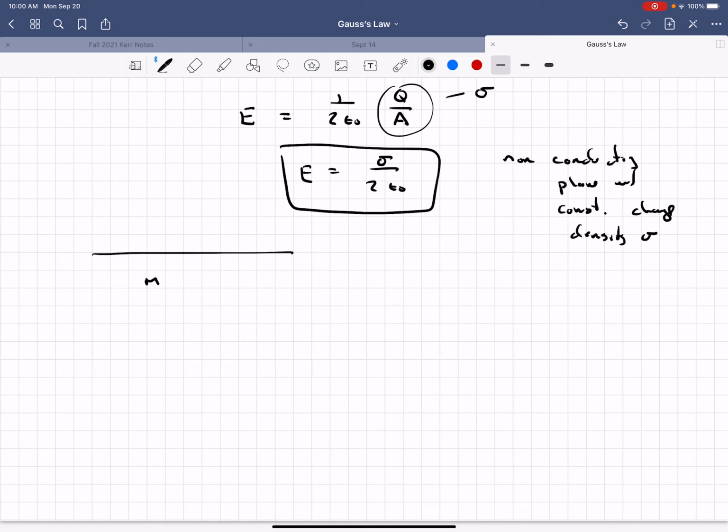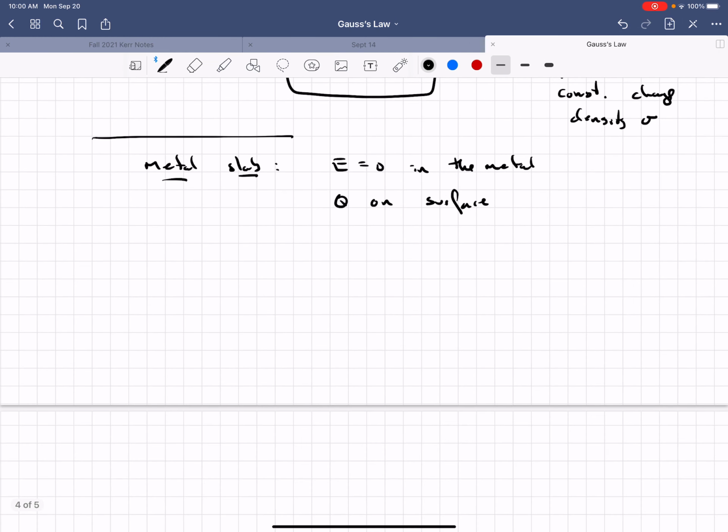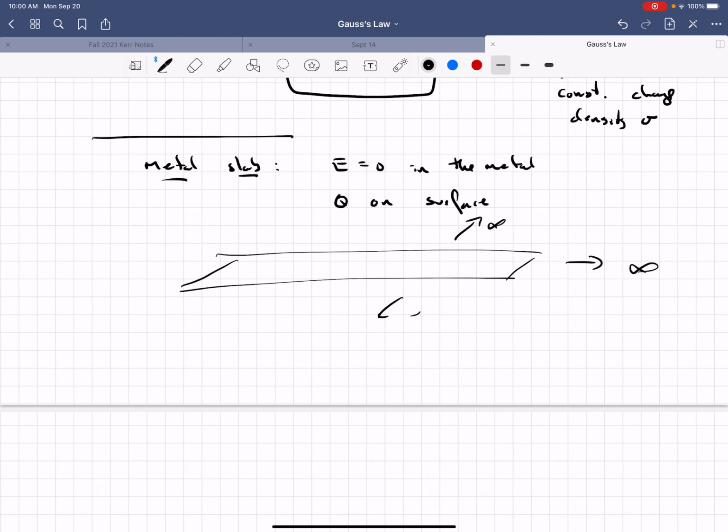If you do have a metal slab, then a couple properties of conductors are important. One is that the electric field is equal to 0 in the metal. And the other is that the charge is on the surface. So let's suppose that I create a metal slab that's infinitely big, right? It's going to go to infinity in all directions again. But it's a real metal slab in the sense that it has some depth to it.